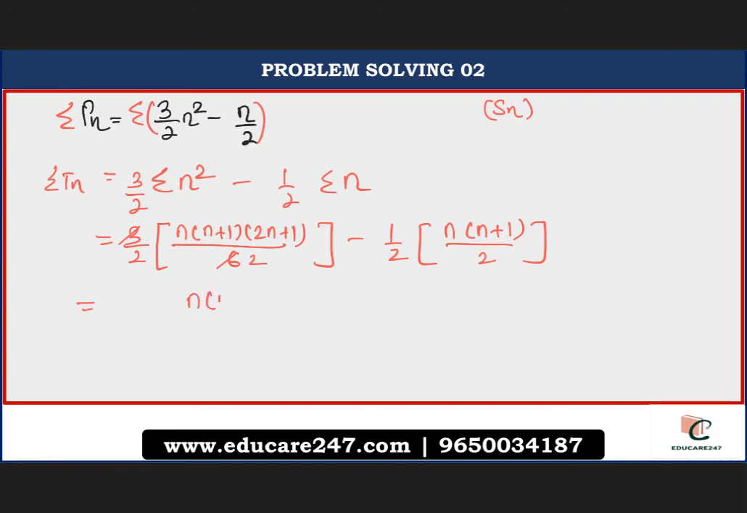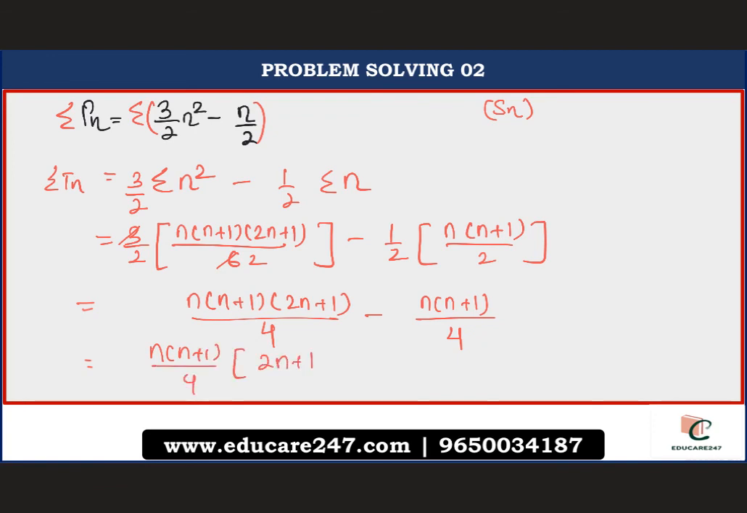Here these 3 ones are 3, twos are 2. So we have n into n plus 1, 2n plus 1 divided by 4 minus n into n plus 1 divided by 4. So what can we take out common over here? We can take out n into n plus 1 divided by 4 as common, and what is left inside is 2n plus 1 minus 1. So this 1 gets cancelled. 2 twos are 4. So what we are left with is n into n plus 1 divided by 2 into n. So the final expression is 1 by 2 n square into n plus 1, and this is your answer.